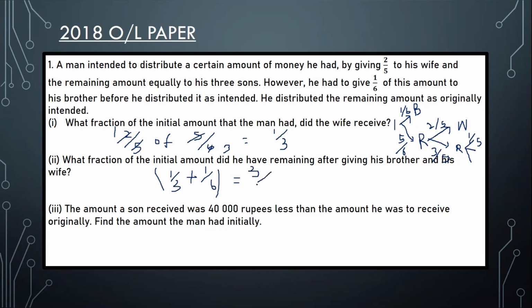So that is equal to, if you simplify, you are going to get 1/2. So the remainder is 1 minus 1/2. So that is equal to 1/2.